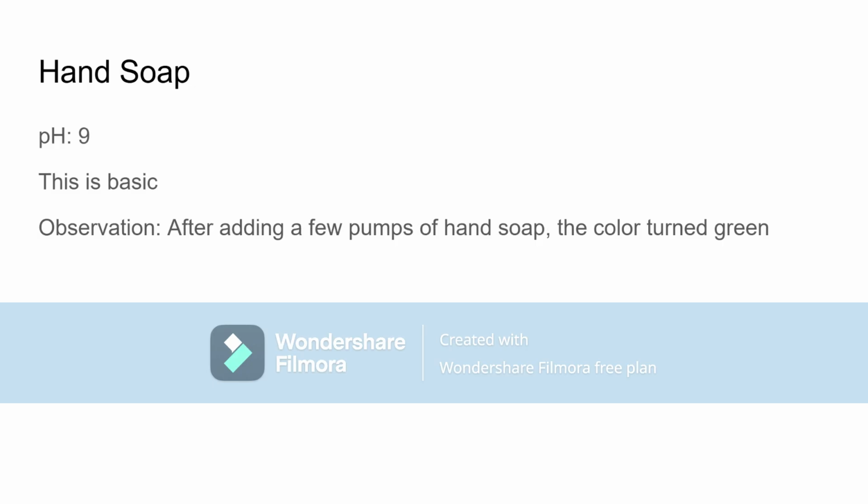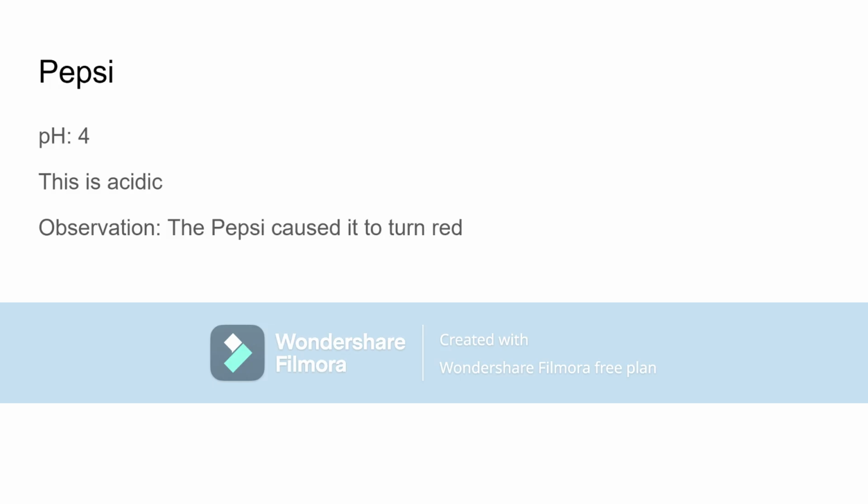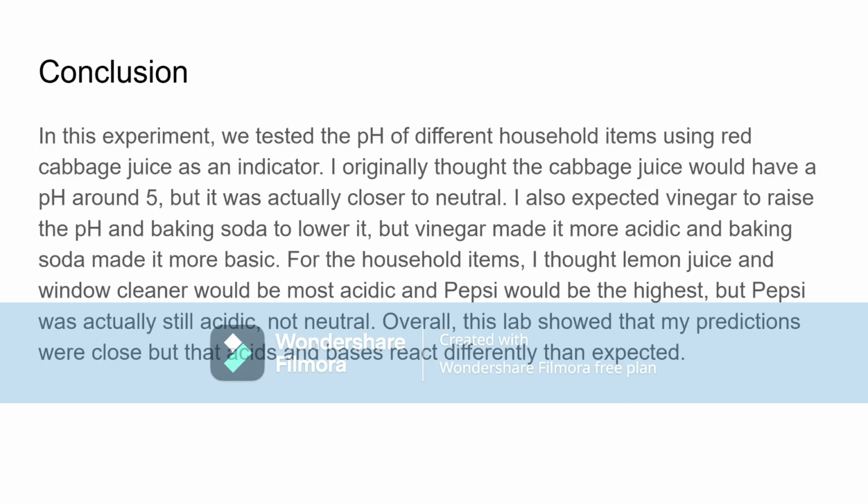The hand soap, we had a pH of 9, which makes it also basic. After adding a few pumps of the hand soap, the color turned green. And Pepsi, the pH was 4, making it acidic, and the Pepsi caused the solution to turn red.